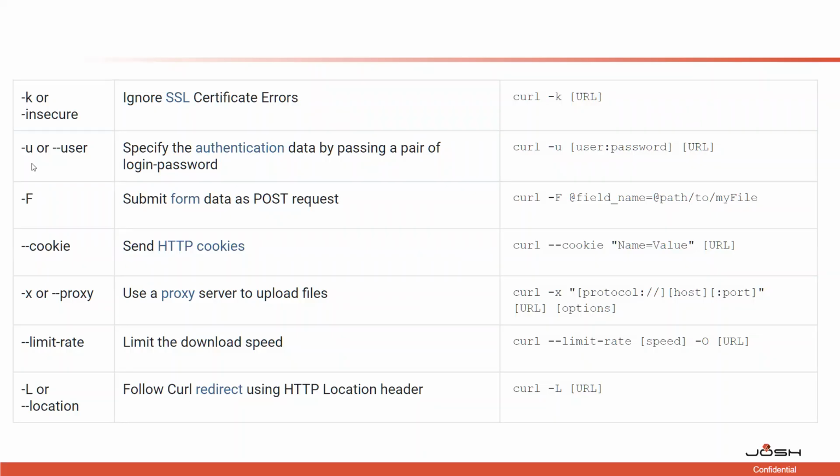Capital U or hyphen user, specify the authentication data by passing a pair of login password. Capital F, submit form data as post request. Limit rate, limit the downloading speed. Last one is actually important, which is capital L or location. Follow curl redirect using HTTP location header.